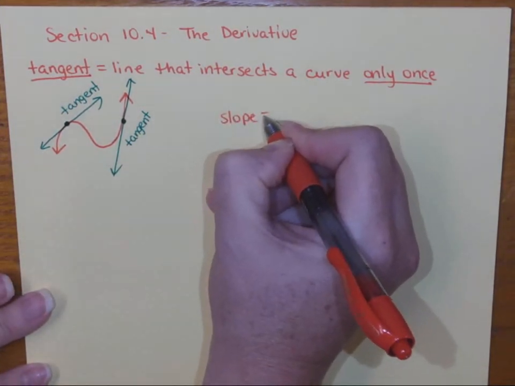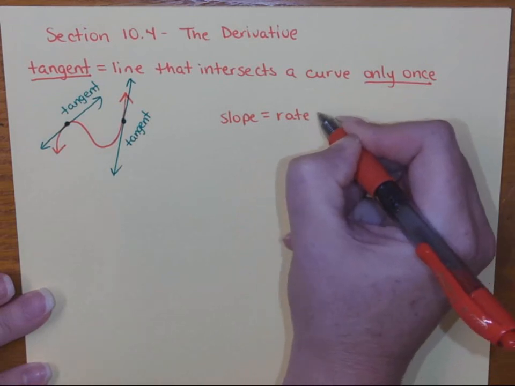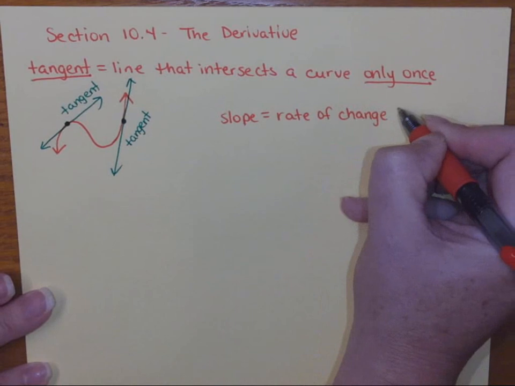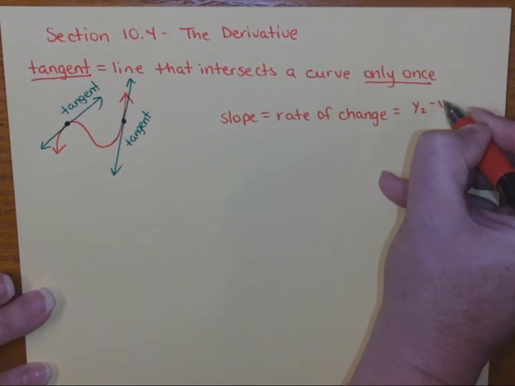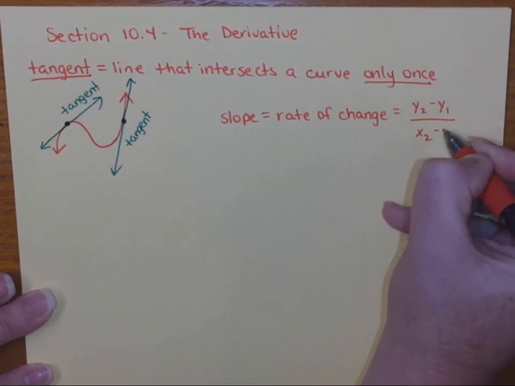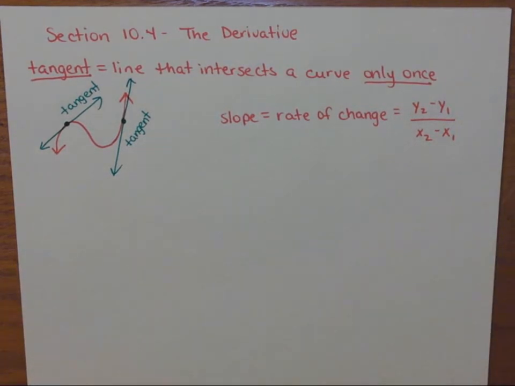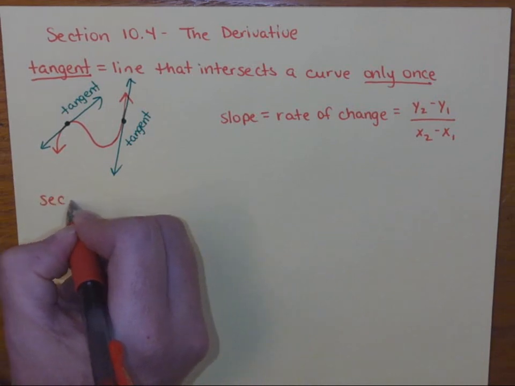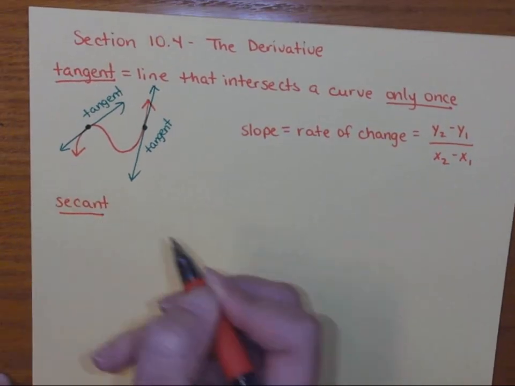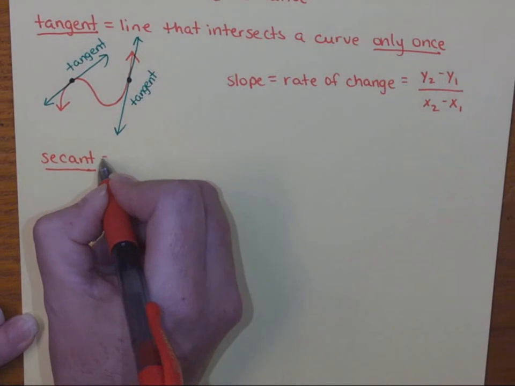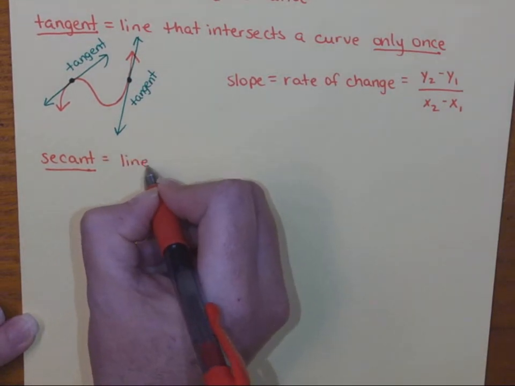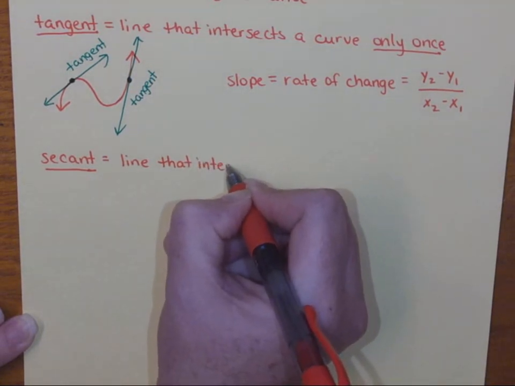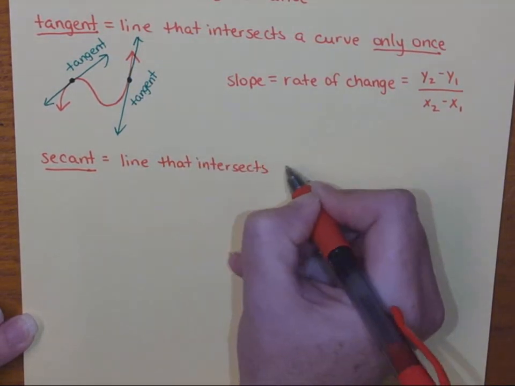But then we can talk about the slopes of these lines. And notice the two lines that I drew over there to the left definitely have different slopes from each other, right? But in general, the formula for slope, or rate of change, is y2 minus y1 over x2 minus x1. And we're going to compare that today with the secant, which is a line that intersects a curve twice. And both of these have real significance in calculus.